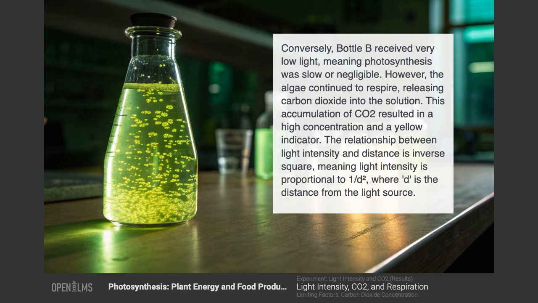The relationship between light intensity and distance is inverse square, meaning light intensity is proportional to 1/d², where d is the distance from the light source.